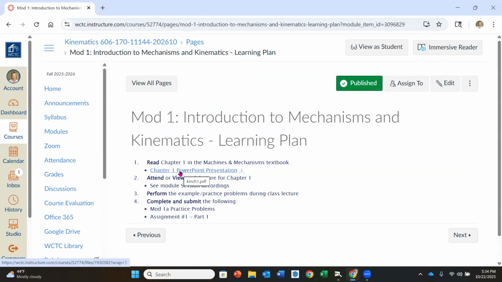Now, as we go through each one of these modules, we are going to be covering 8 modules. Every one of these modules is going to be out of our textbook, so we're going to be covering a lot of material out of there.